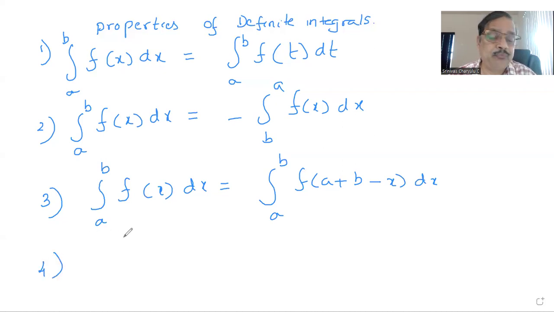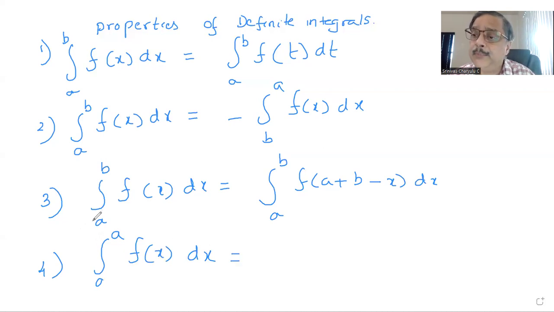Then the next one, integral 0 to a f of x dx is equal to integral 0 to a f of (a minus x) dx. This is a special kind of property which is derived from property 3. This will be a very important property which we will be using in the sums.